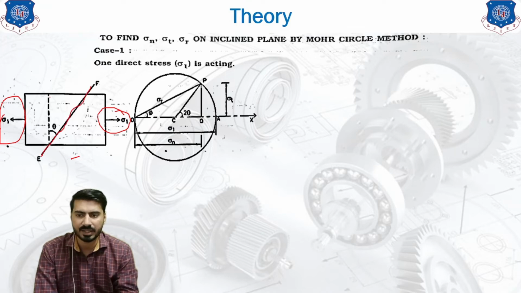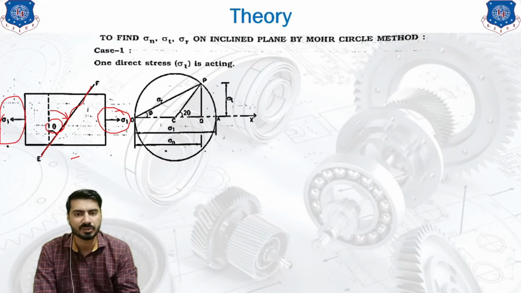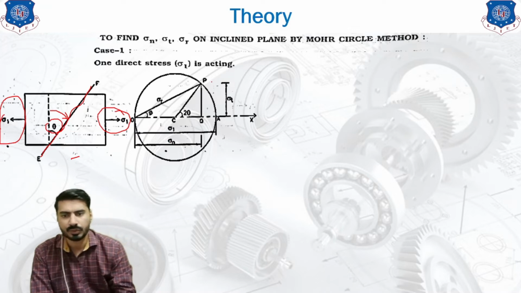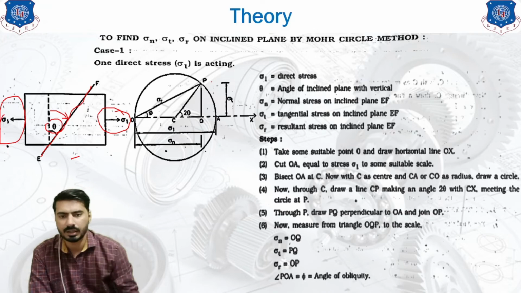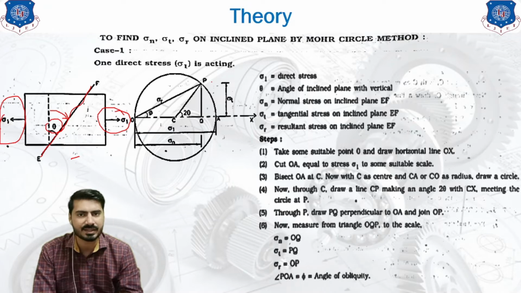Now this EF plane is located at the theta angle. This angle is measured in the clockwise direction, so our angle theta is positive, and we will consider 2 theta also positive. Okay. Now let's list the stresses that we have seen over here. Sigma 1 is the direct stress, theta is the angle of the inclined plane, sigma n is normal, sigma t is tangential, and sigma r is the resultant stress.